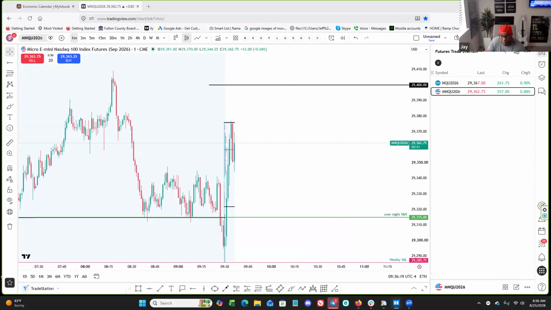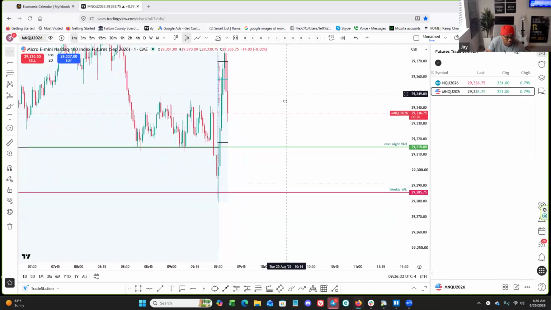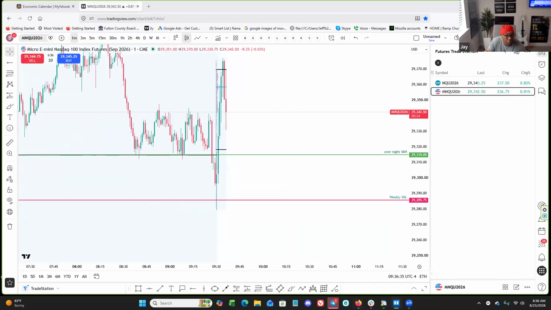So in any event, let me see what we could get. Just looking at my other screen. Where could we go if we break lower?